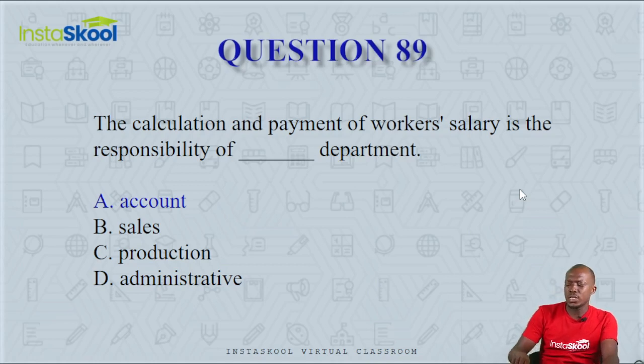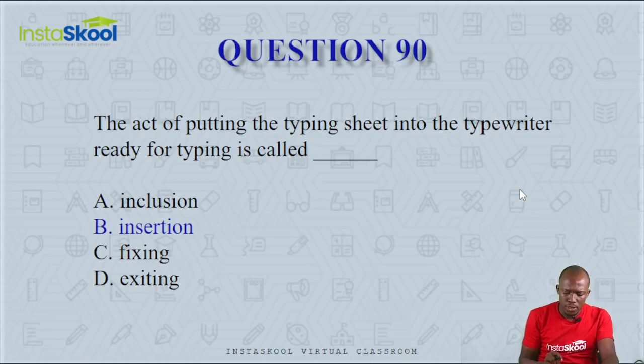So the correct answer here is option A, the accounts department. Question number 90. The act of putting the typing sheets into the typewriter ready for typing is called dash. The act of putting the typing sheet, that is the paper, into the typewriter getting ready to type is called dash. Is it inclusion, insertion, fixing, or exiting?